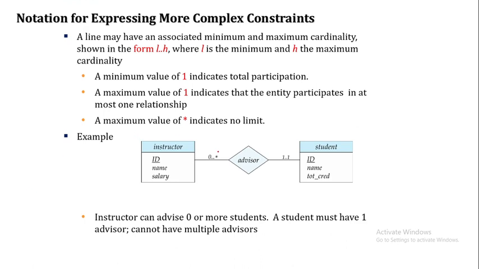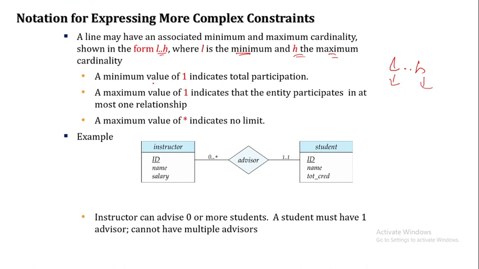Now you see here it is represented as L..H. It will simply represent L double dot H. What does this L represent? This is minimum. What does H represent? This is maximum. Okay, a minimum of 1. L and H will take different values, and what are the different values that they are going to take? We are going to see it.